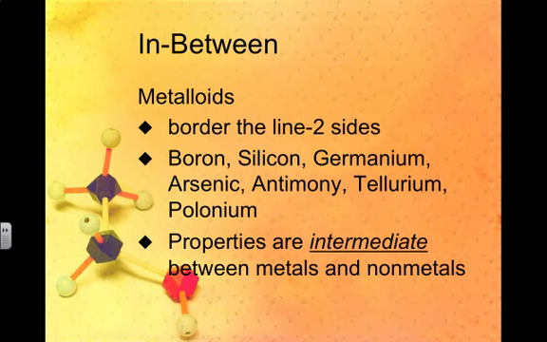So metalloids will border the line on 2 sides, so they're going to be located on that staircase of your periodic table. Your metalloids consist of the following 7 elements. So boron, silicon, germanium, arsenic, antimony, polonium. And basically their properties are intermediate between metals and nonmetals. So maybe they're shiny and they conduct electricity, but they are brittle.